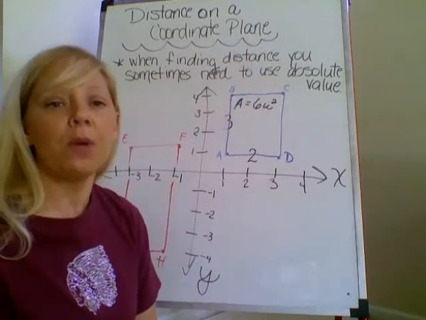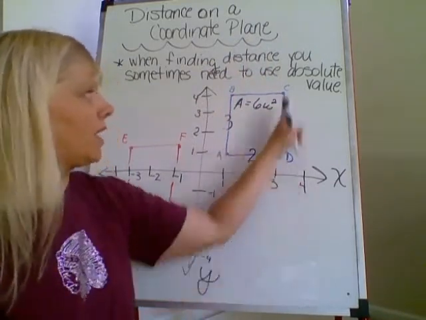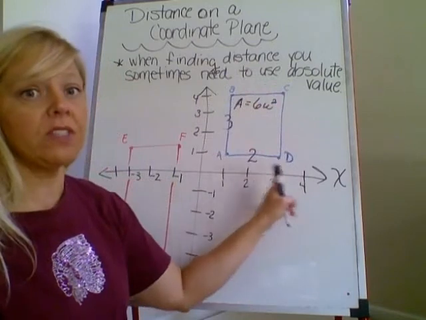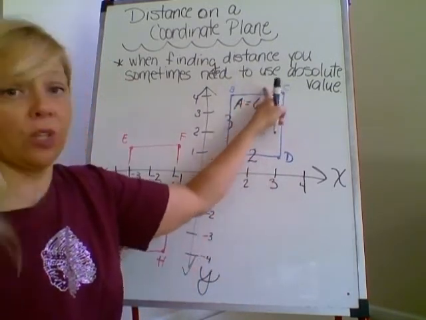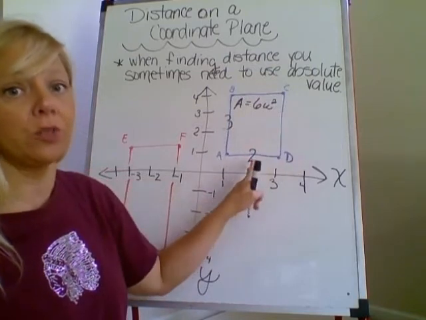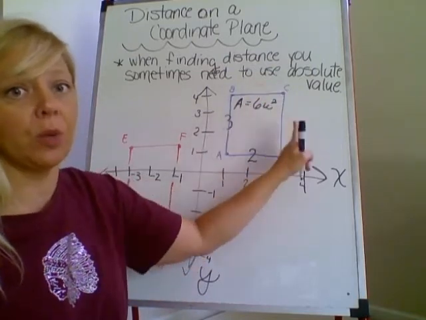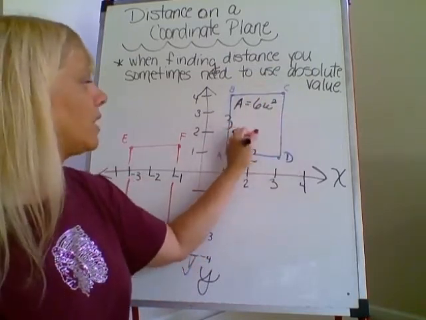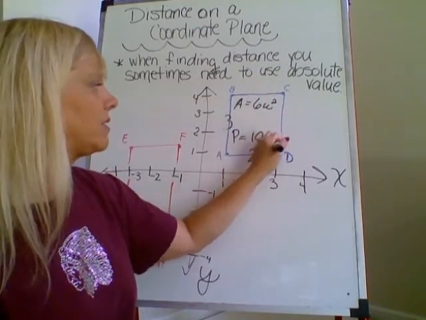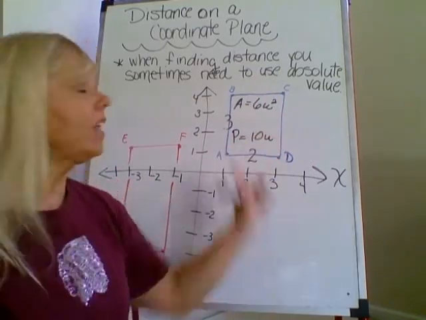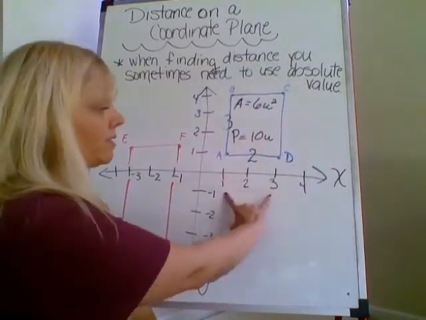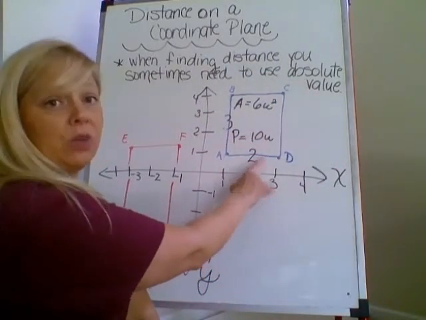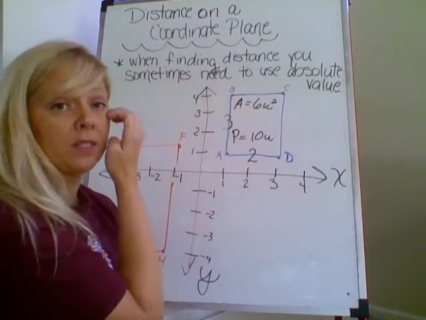And if I want to find perimeter, I need to find out what it is all the way around. So if this is 2 units long and this is 3 units long, this means this is 2 and this is 3 as well. So 2 plus 3 plus 2 plus 3, my perimeter is going to be 10 units. And that is working in just one quadrant. I had to subtract 1 from 3, which is 2, and 1 from 4, which is 3.